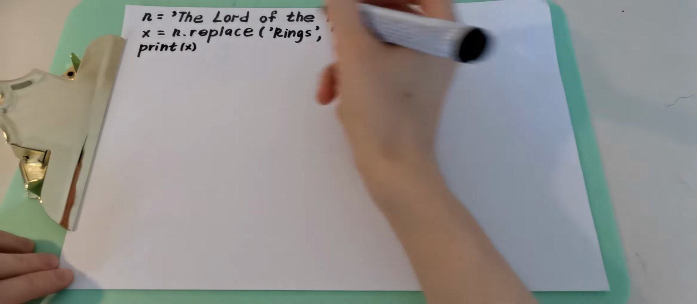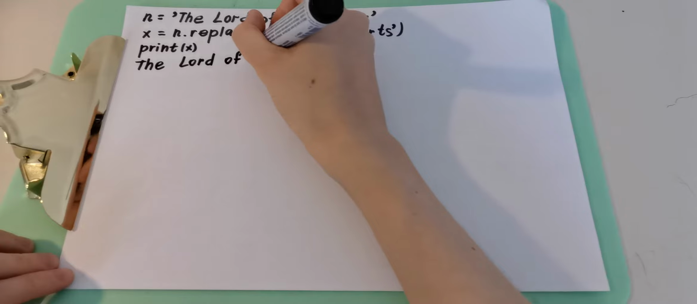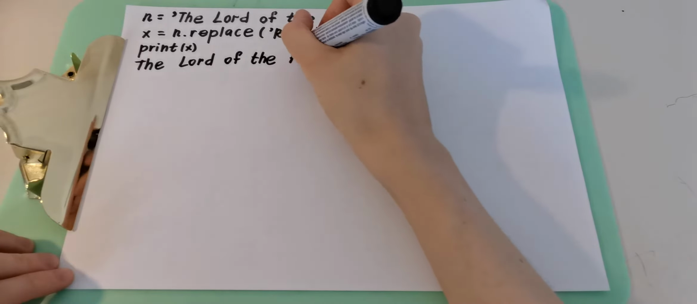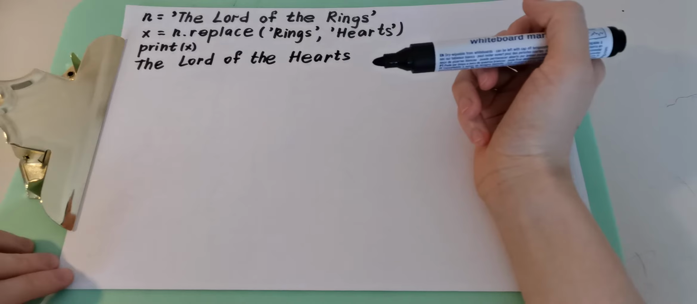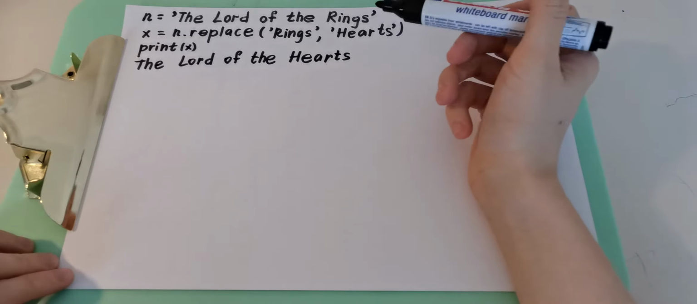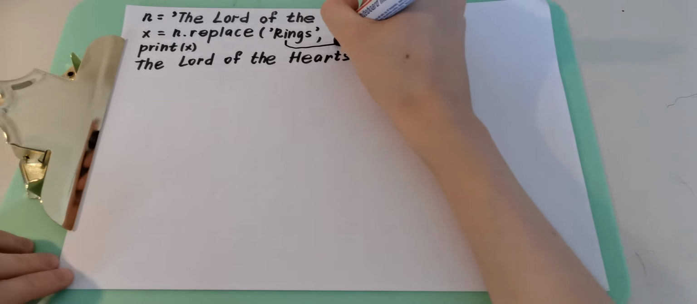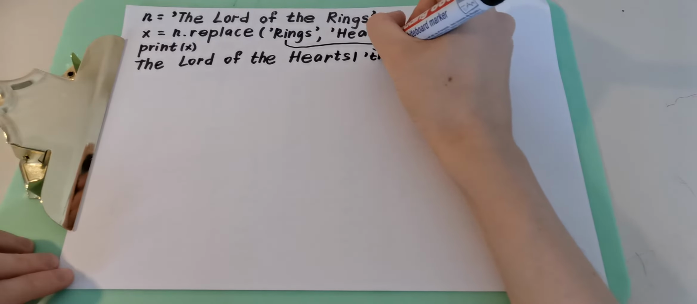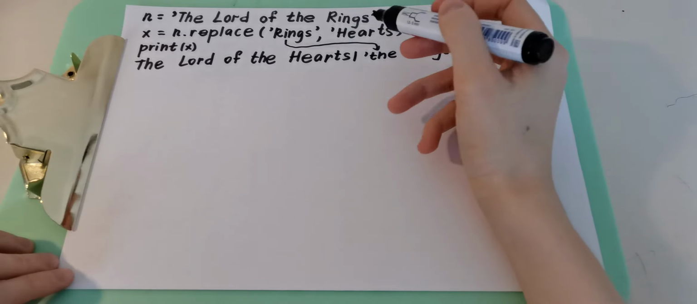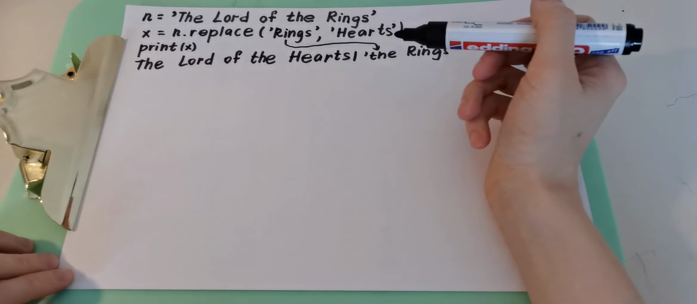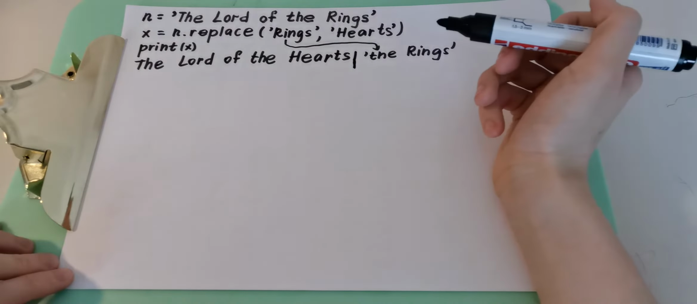And my output is the Lord of the hearts. So here we replaced one word by another. But we can also replace several words by one word. Let's do that again. So if we put here instead of rings, the rings, and here we have a second parameter, hearts, what output is in this case if we put here the rings? We replace two words by one word.